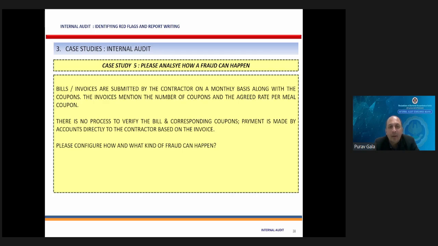I will repeat this slide again. The bills and the invoices are submitted by the contractor on a monthly basis, along with the coupons. The invoice of the contractor will mention the number of coupons and the agreed rate per meal. There is no process to verify the bill and corresponding coupons submitted. Payment is made by accounts directly to the contractor based on the invoice. Please configure how and what kind of fraud can happen.